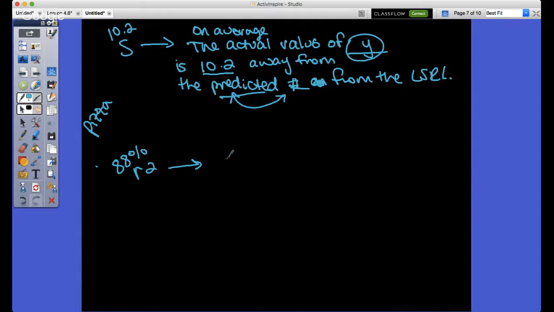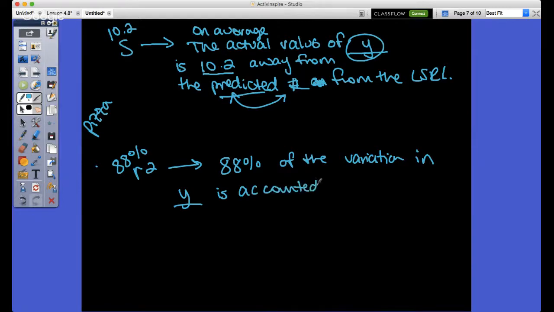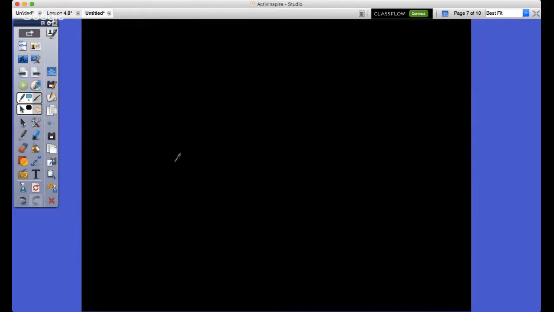R squared is 88% of the variation in y, this is the context, is accounted for by the LSRL. I know I spent a lot of time on this. I just want to make sure that you understand the context of each of these and how I can attack those accordingly.